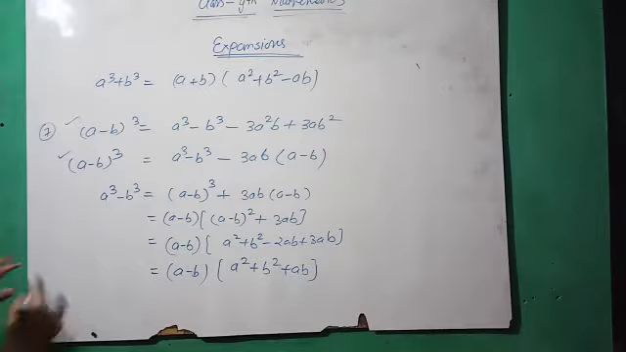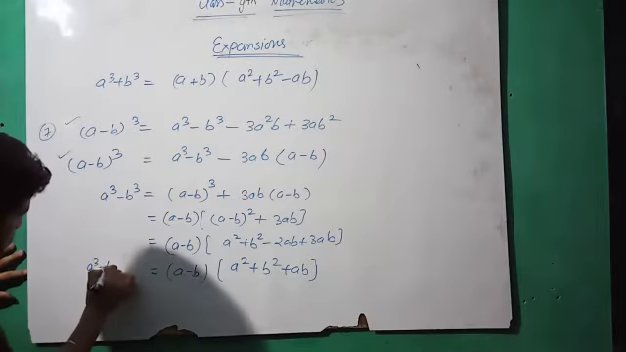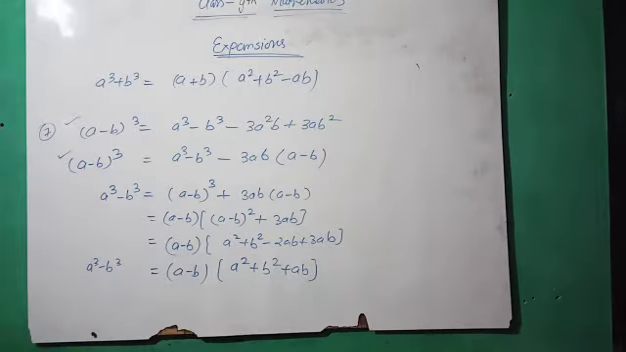So what we have to remember is, for the sake of simplicity, we can remember this formula: a cube plus b cube and a cube minus b cube. And how?